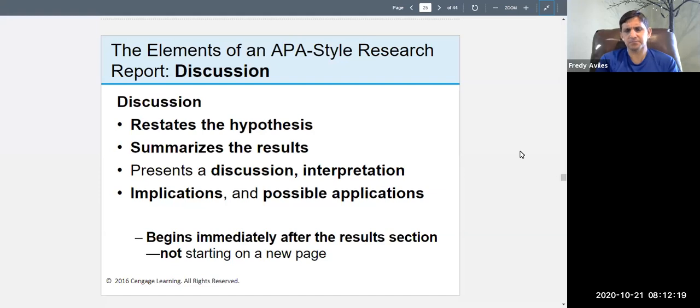Again, briefly, you mention what you found, but this time you don't mention any numbers. There's no numbers mentioned in the discussion, okay? You just basically restate what you found. We found that males were more aggressive than females, for instance, as an example. And you present a discussion, you interpret the results. You talk about why, or what does it mean? This is where you can actually basically interpret.